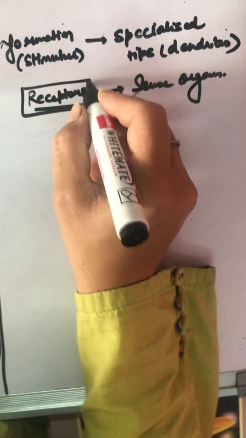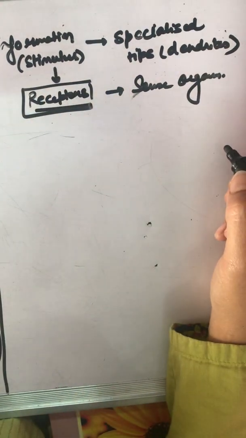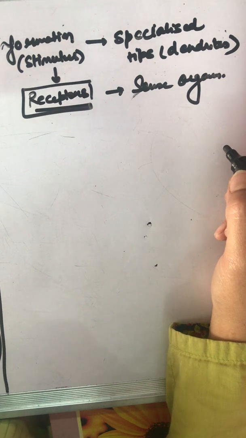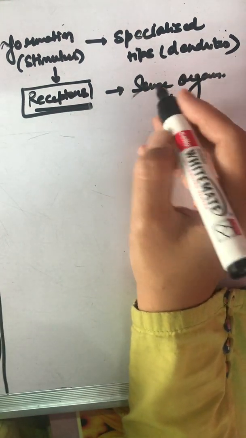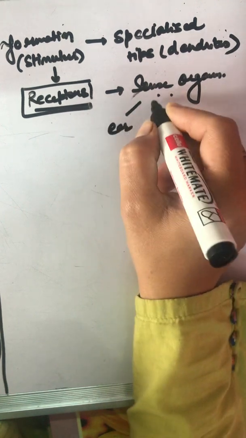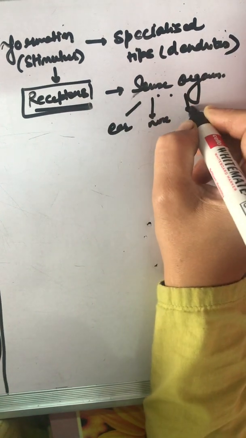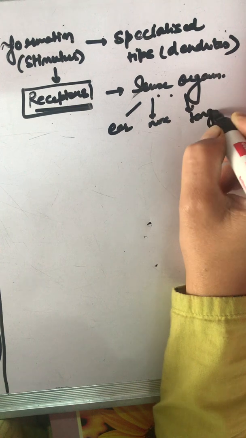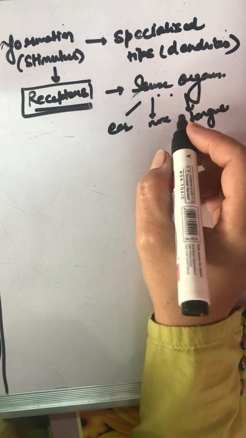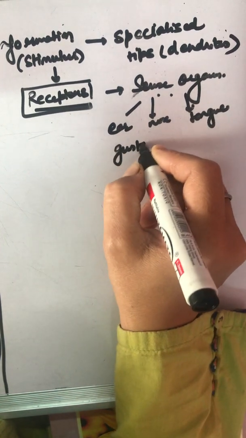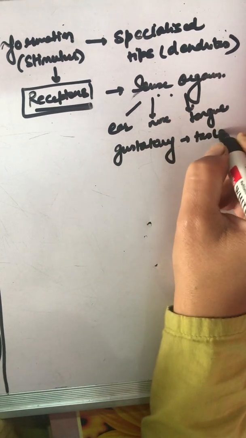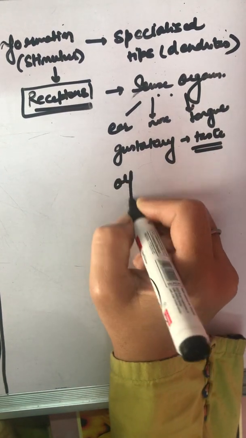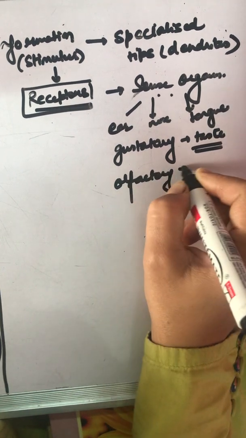Which receptor? Where the information has to flow. Clear? These sense organs are our inner ear, the nose, the tongue, and the gustatory receptors. Gustatory for what? For taste. And olfactory for smell.